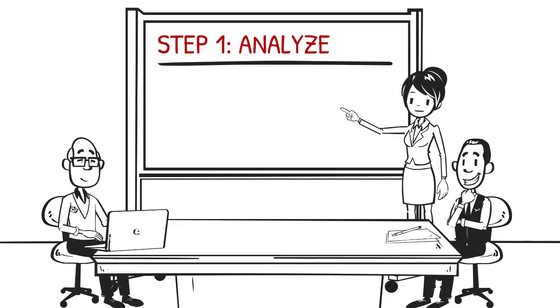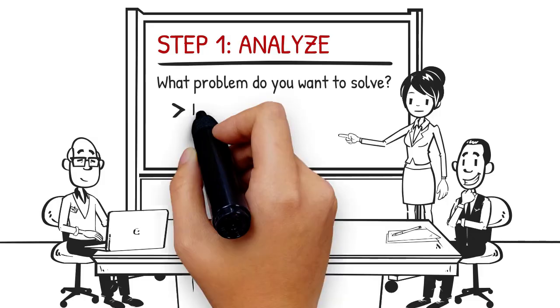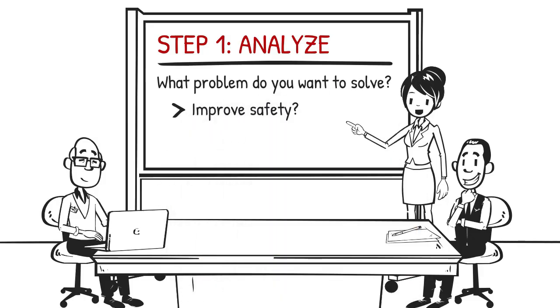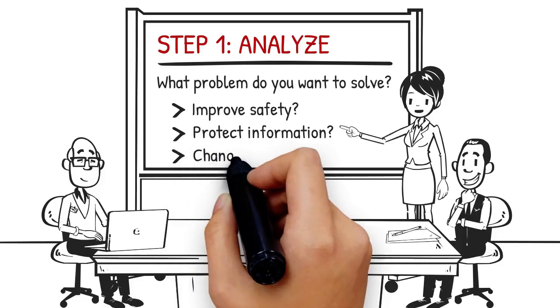Step 1, analyze. During your analysis, the first question to consider is what problem are you trying to solve with your training? For example, do you need to improve safety at your organization? Do you need to protect confidential information? Or do you want to change company culture?